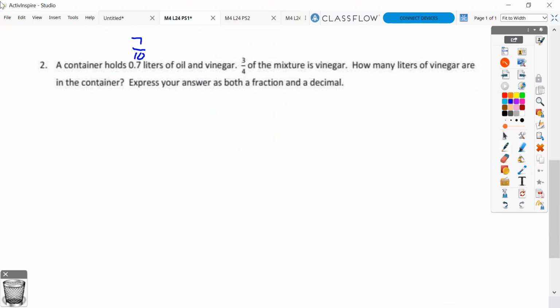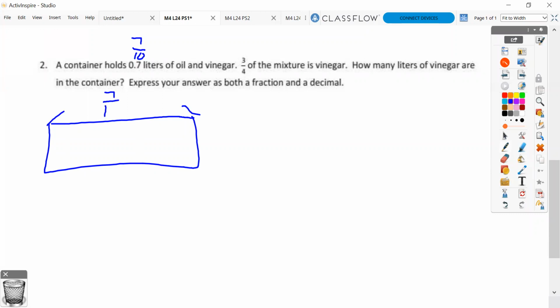Okay. So let's think about what kind of drawing we'll do for this. All right. Well, the container holds 7/10. So the whole container is 7/10. And we know that 3/4 of that is, let me put 7/10 of the liter. 3/4 is what we're looking for, and that's the vinegar. We're looking for 3/4 of that is vinegar, so we don't know what that is.